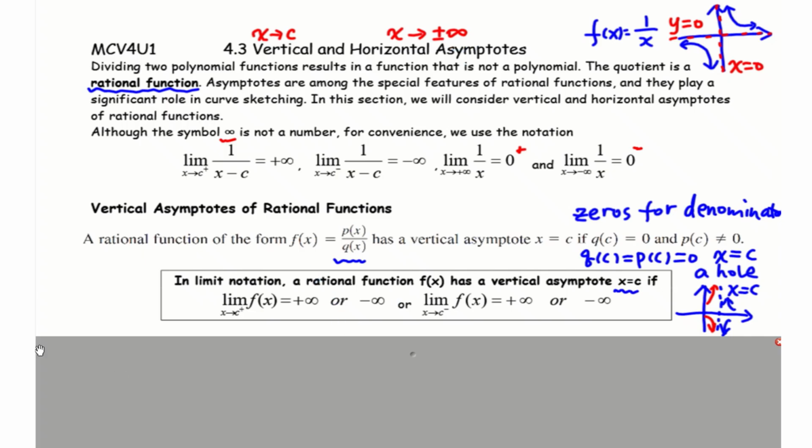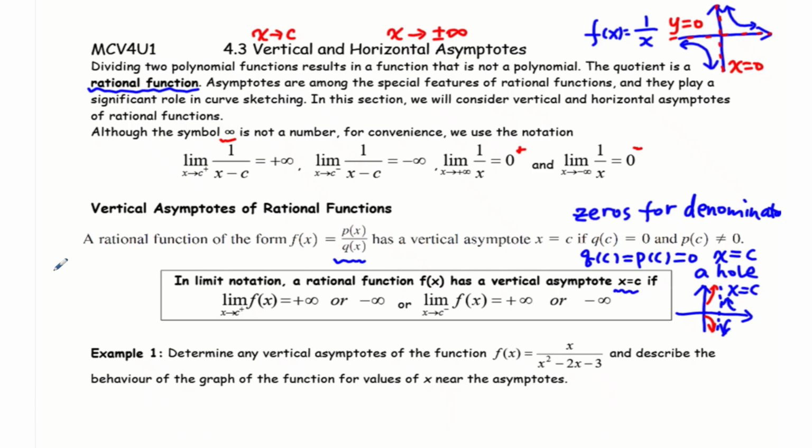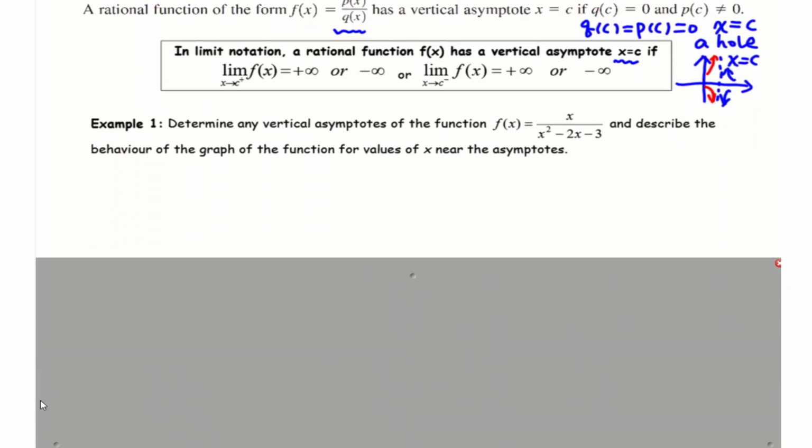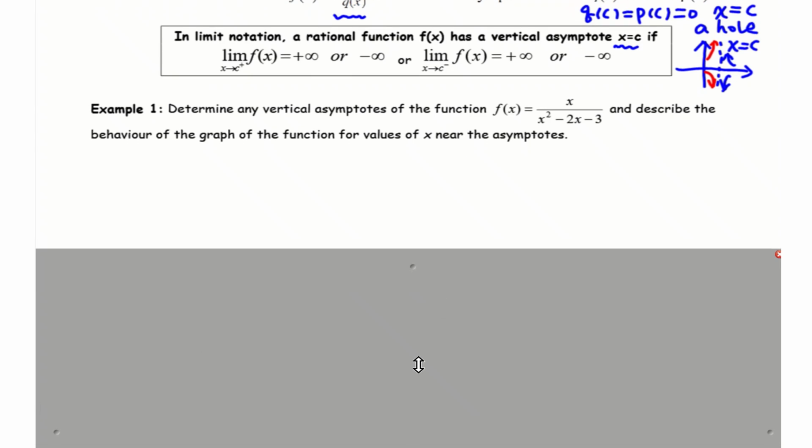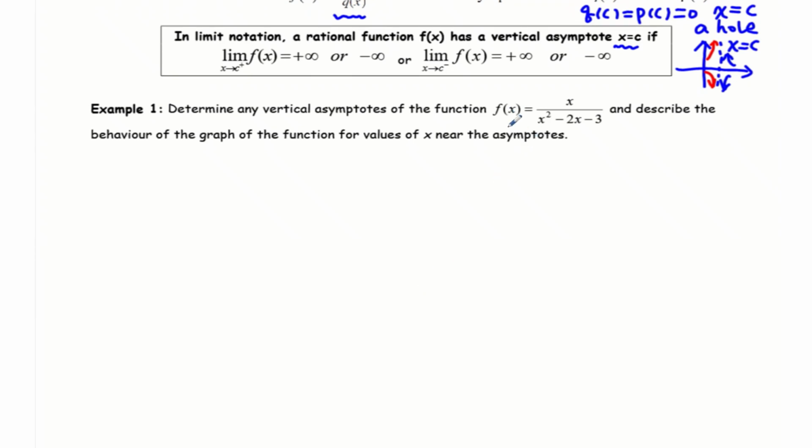So now we are going to see one example and see how we can find the vertical asymptotes. Example 1. We have a function. This is a quotient function, x divided by x squared minus 2x minus 3. And we want to find any vertical asymptotes. And we know that vertical asymptotes mean the denominator equals 0. So we are going to determine the zeros for the denominator.